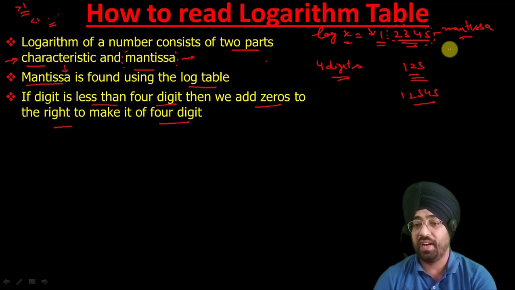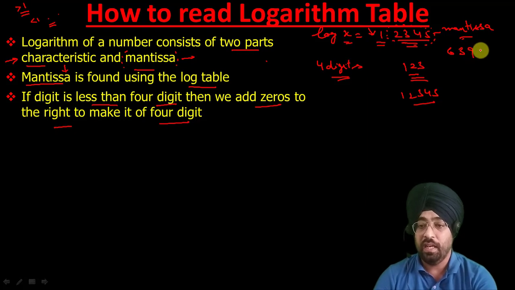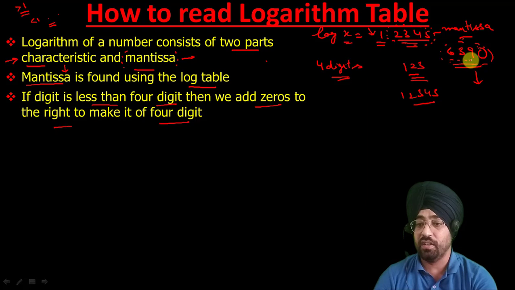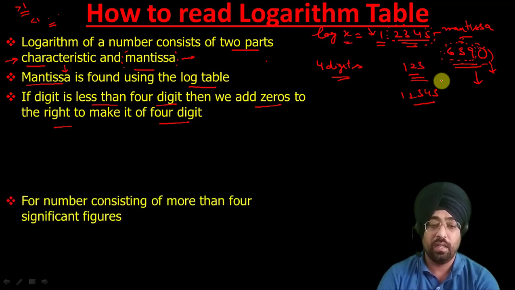Suppose we have to find the log of 639. Then we will put a 0 at the end by ourselves, and then we will look up the value of this number from the log table. This is to find the value of the mantissa from the log table. But the characteristic we have to find using only these 3 digits. This 0 we add just to find the mantissa using the log table.